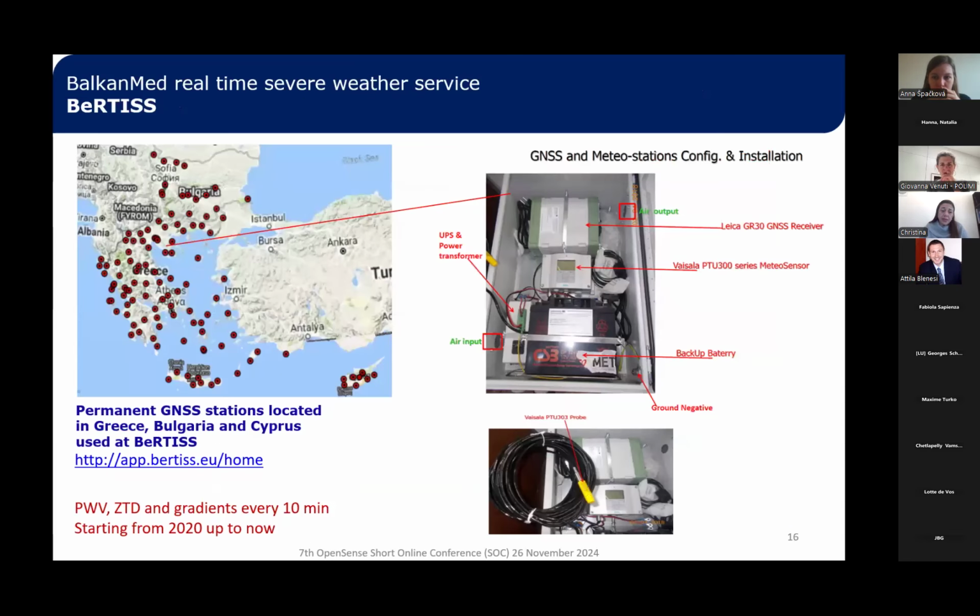And the data are available on this website. You just have to send me an email and we can provide the data. They are actually water vapor, ZTD, and gradients in a 10-minute resolution. They are updated every 10 minutes, and we started to provide this data in 2020.